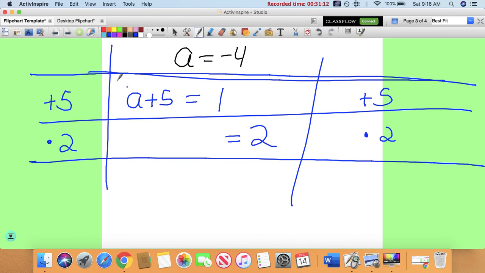So on the right side, I get 2. Now, here you have a choice. You can multiply everybody by 2, 2 times a, and then 2 times 5, or, no shortcut, we can do this, 2 times a plus 5. You end up getting the same thing.